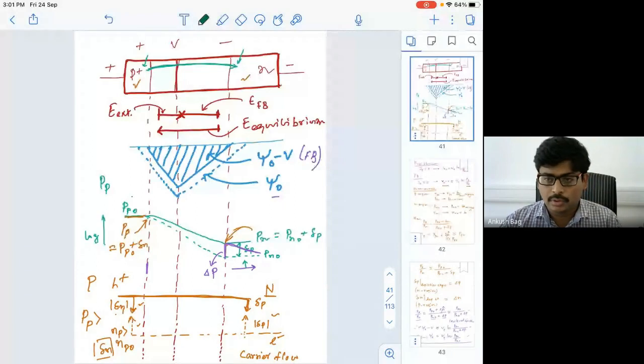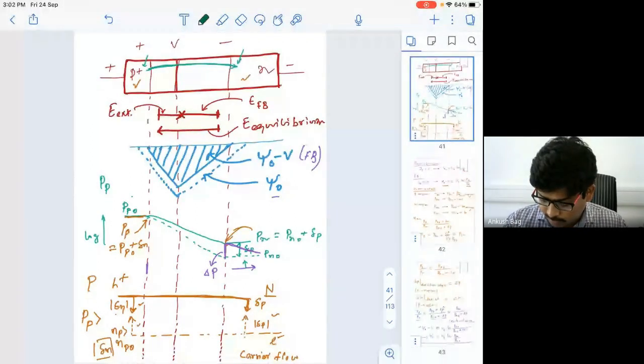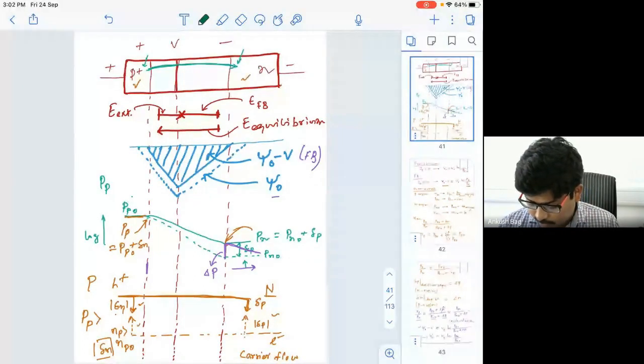Yeah, so I hope I am audible to all of you properly. So today we'll continue our ideal IV characteristics of PN junction diode derivation.